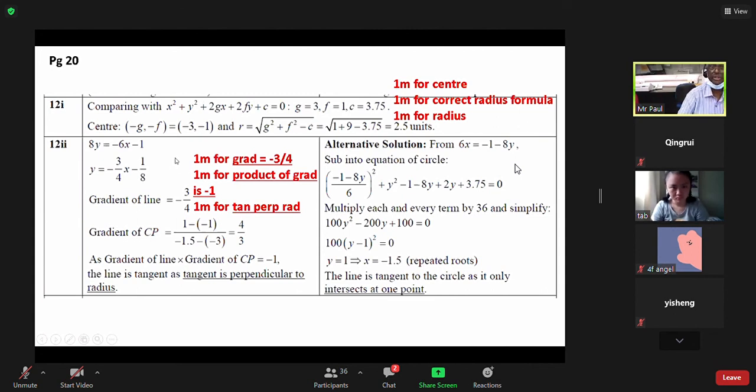I won't say tangent first, because it's just a line. So you make y your subject, this is your gradient. Please, you all need to write this kind of presentation: gradient of line is -3/4. That's where you get your 1 mark. Then you find the gradient of CP. What is CP? C is your center here, (-3, -1). P is a point that's on the line.